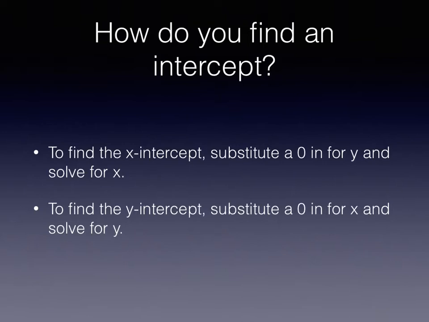How do you find an intercept? Well, to find the x-intercept, we're going to substitute 0 in for y and solve for x. And to find the y-intercept, we'll substitute 0 in for x and solve for y. So we're making two separate equations, and we will find two separate points to plot on our graph, and then connect those two points to make our line.